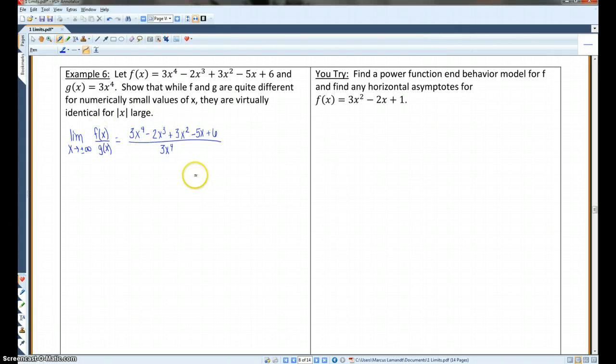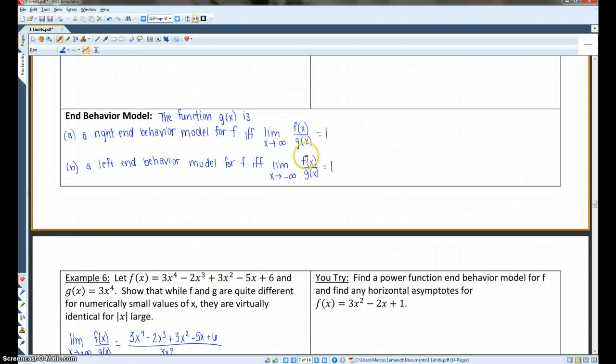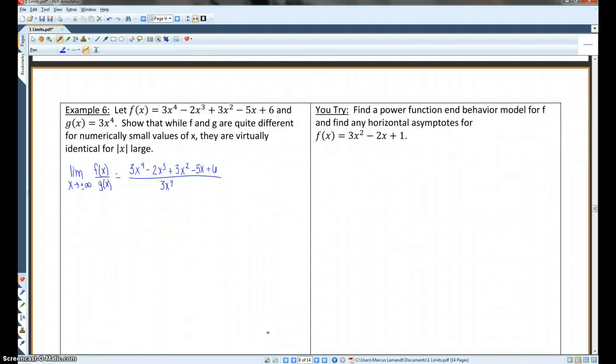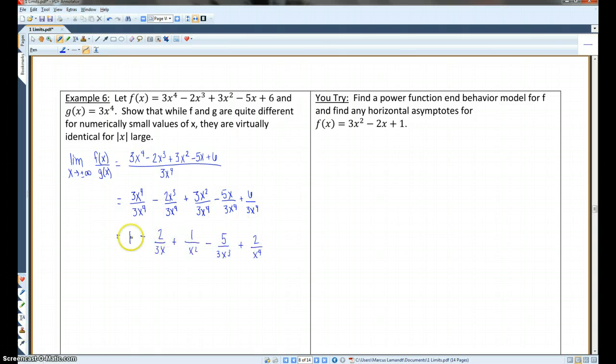Alright, as you can see, I'm attempting to use the end behavior model, f of x over g of x, for these two functions. If I can show that when it goes to positive and negative infinity, this goes to 1, I'm good. So, if I divide these two functions, I can simplify it like this. Basically, I just split up the fraction into different terms. And then the next step, if we simplify each of the fractions individually, this is what we get.